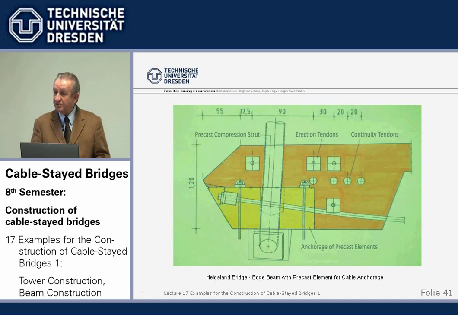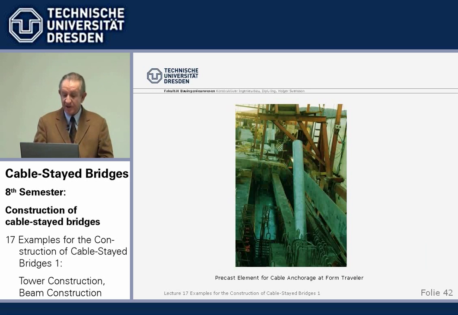Of course, we cannot use the final force. It must be rather longer. But we can use in this way, with precast element anchorage, the final stay already during construction. And we see it here. This is the already completed beam. This is the precast element with the steel pipe. The precast element is bolted down onto the formwork traveler, which we see here.